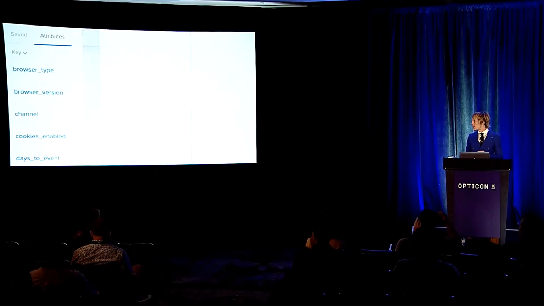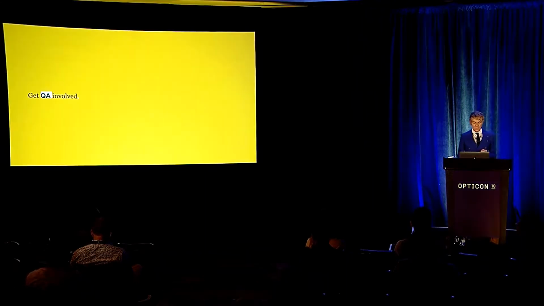Similarly to user agent attributes, we have everything that we're sending across now, right? Browser type, browser version, channel, cookies enabled. Those are things that probably work for everybody. But specifically for us, the thing that matters is days to event, right? We want to know what our band is for how far out from an event people are.